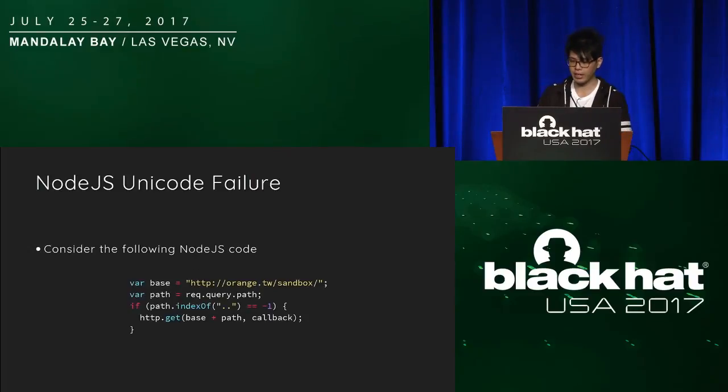The next attack vector is about the Unicode failure on Node.js. Look at the following code. In order to prevent directory traversal, the code checks there is no ".." in the path. So you can't access files outside the sandbox directory. The question is, if there is a password file on the web root, how to access the file? Does anyone have an idea?